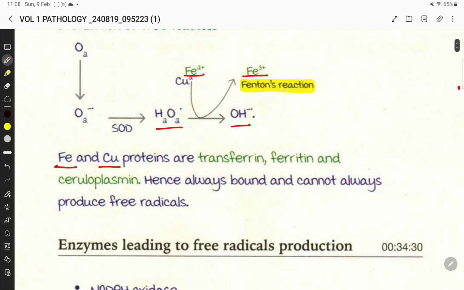Iron and copper proteins are transferrin, ferritin, and ceruloplasmin. Hence, they are always bound and cannot always produce free radicals.